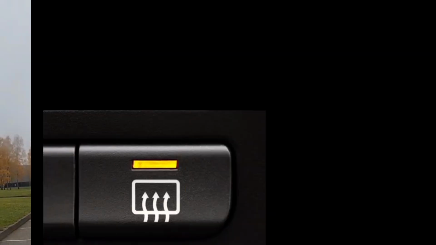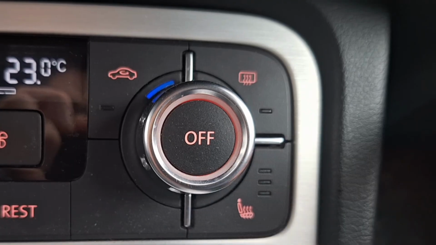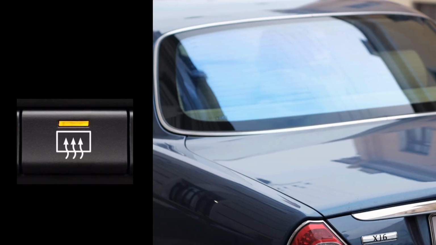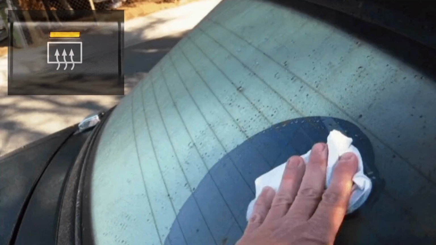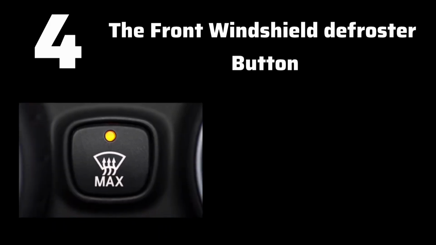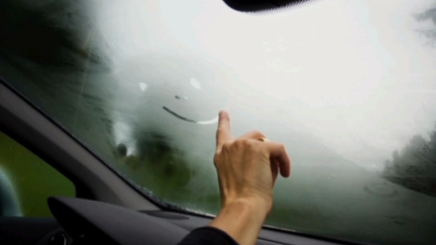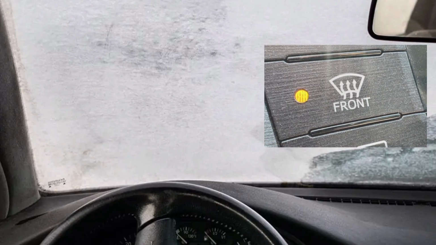The rear window defroster button. Pressing it turns on the heating elements in the rear window. It helps clear frost, ice, or fog from the window, improving visibility. And here's the front windshield defroster button. It clears fog or frost from the windshield quickly.